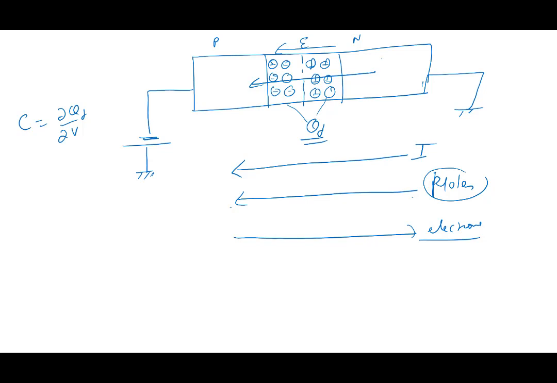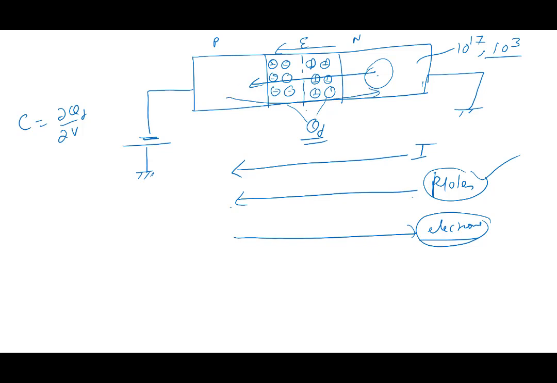But how many holes are there in N region? Remember we said in N region the number of electrons was 10 to the power 17 and the number of holes is 3. There are very few holes. So you're asking holes to go from N to P. There are hardly any holes in N region. How much current would flow? Negligible. Similarly, you're asking electrons to flow from P to N.